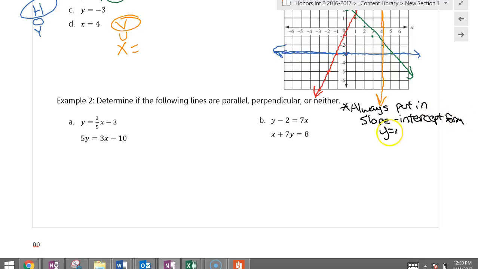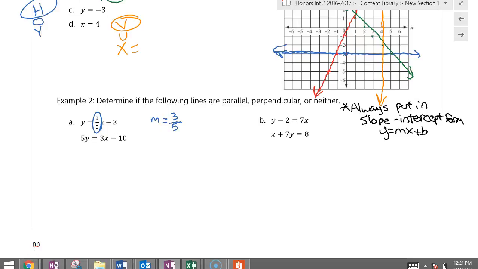That's y equals mx plus b. Right? We're always going to have it in the form y equals mx plus b. Looking at A, what's great about this one is 3/5 x is already in slope-intercept form. 3/5 is my slope for this one.